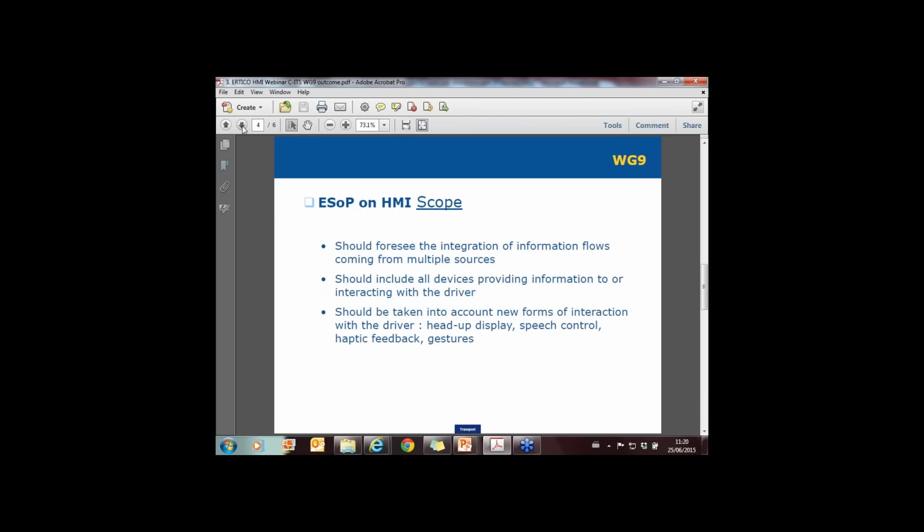Some more words on the scope. Now, the deployment of CITS technologies will enhance the possibility to get information from various sources, from the infrastructure, from other vehicles, many more than today. So these information flows need to be somehow integrated, taken into account together, at least, if not all of them, those that are safety related. And that also brings us to the fact that we think that those devices providing information or interacting with the driver should also be seen in an integrated manner in some way, at least in what concerns road safety.